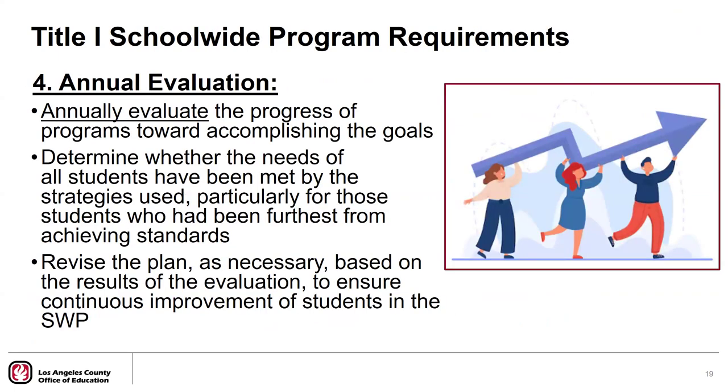The last requirement for a school-wide program is number 4 here, the annual evaluation. The school site council must annually evaluate the progress of the programs or activities that were stated in the plan towards accomplishing the goals. It must be determined whether the needs of all students have been met by these strategies or activities that were used, especially for those students who had been furthest from achieving standards. And this is required so that the school plan can be revised as necessary based on the results of your evaluation.